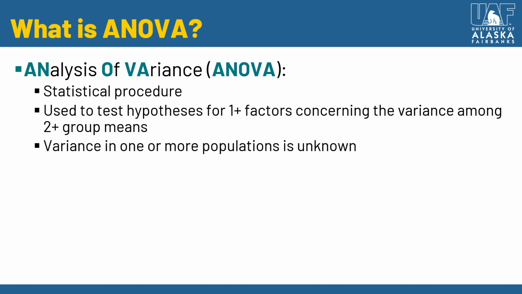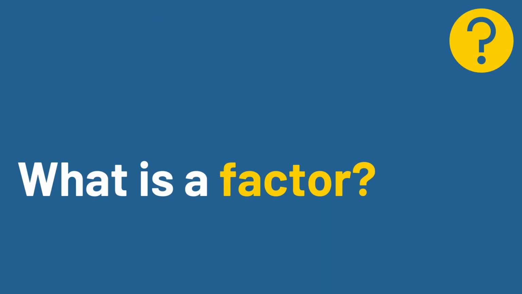Variance in one or more populations is unknown. And broadly speaking, this is also called the F test because we're looking at the F statistic. Before we go further into ANOVA, I want to pause and deliver on a promise from long ago and actually talk about what factors are. So let's talk about what a factor is in this context.